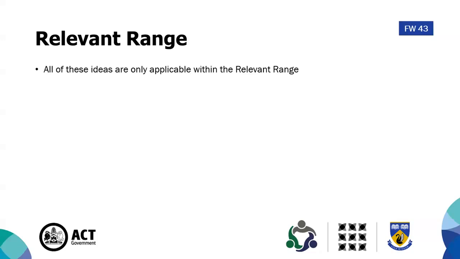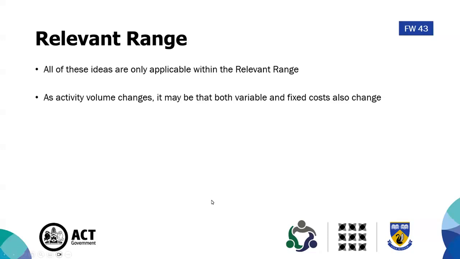organisation. That is, as activity volume changes, you might find that not just variable costs change, but fixed costs also change. So if you have very significant changes in your volume, then you might need, for instance, to have a second general manager appointed, or you might need to have a bigger office, you might need to have more payroll staff or other staff. All of those things occur when there's a change in relevant range.